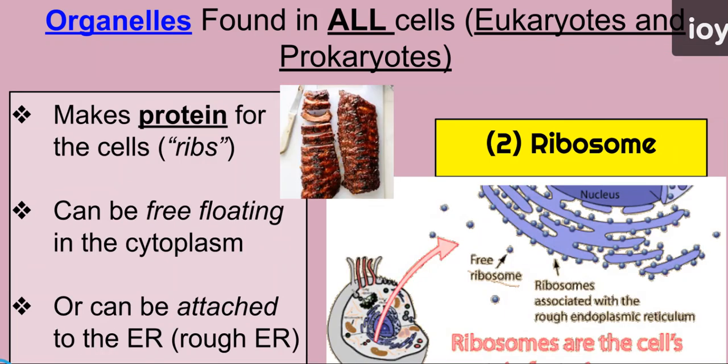The second organelle found in all cells is the ribosome. The ribosome, think ribs, all right? Ribs are protein. The ribosomes are those tiny little dots that make protein. I personally like to think of them as the pimples of the cell because all cells have them, just like all people get pimples. The ribosome can be found either floating off on its own, or it can sometimes be found attached to other organelles, like the endoplasmic reticulum, which we'll talk about later in this video.